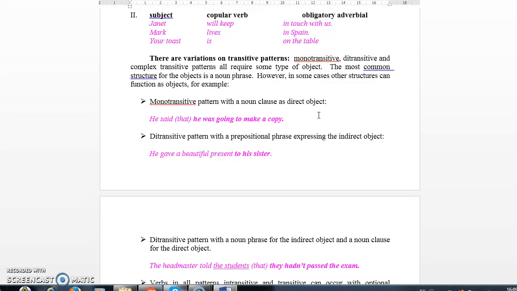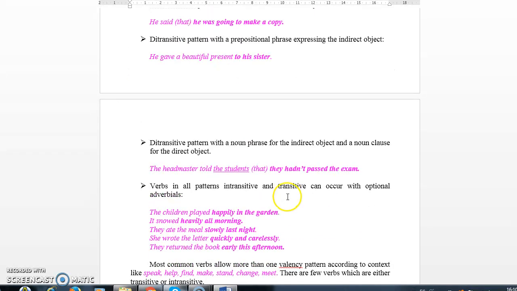The ditransitive patterns you can also have with a prepositional phrase, which you can put at the end, and here you will need to or for. If you say he gave a beautiful present to his sister, a beautiful present would be the direct object, and to his sister would be the indirect object. You can also have for, for example, he bought a book for his mother, and there for his mother is the indirect object, and the book would be the direct object.